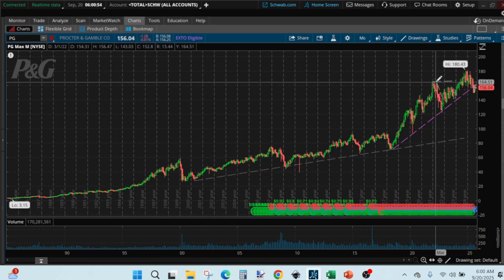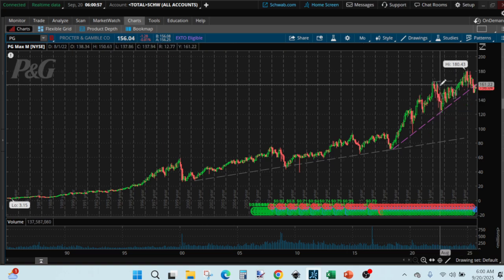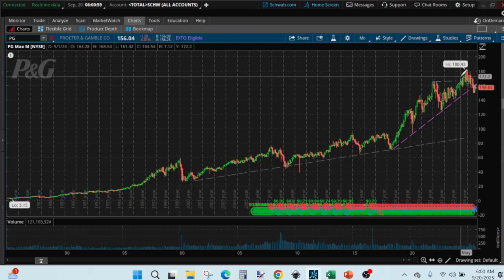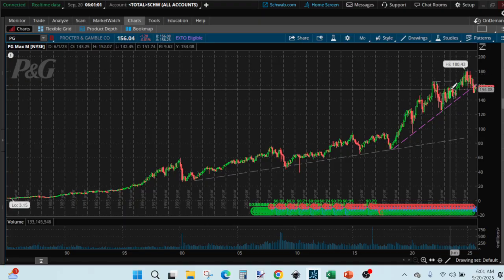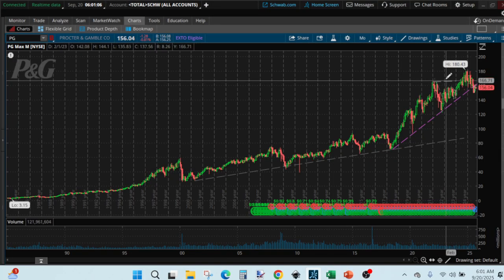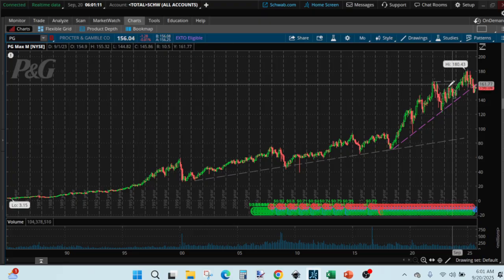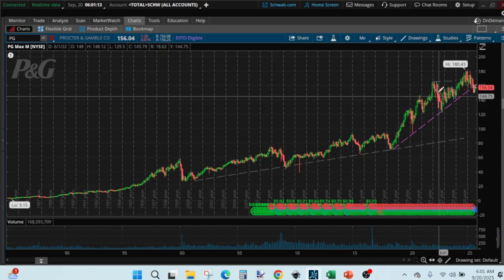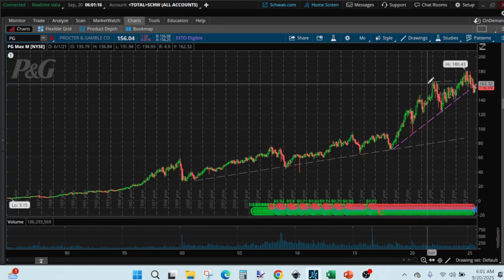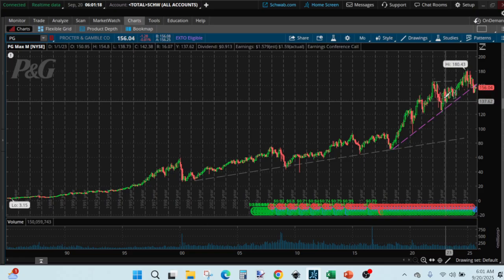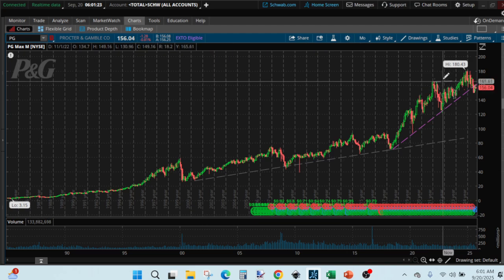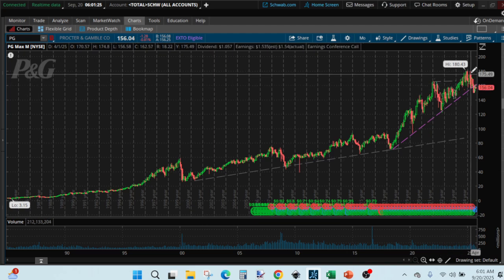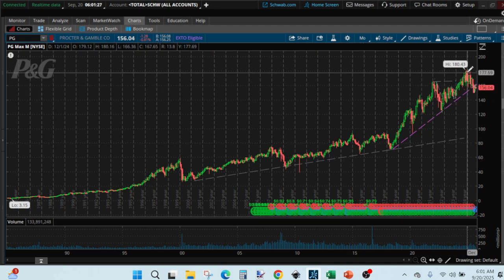And that is why I'm not a big fan of having peaks that are not higher than the previous one. That is why it just pulled back quite a bit. Those peaks here are not higher than the previous one, so it took all the way to here before.